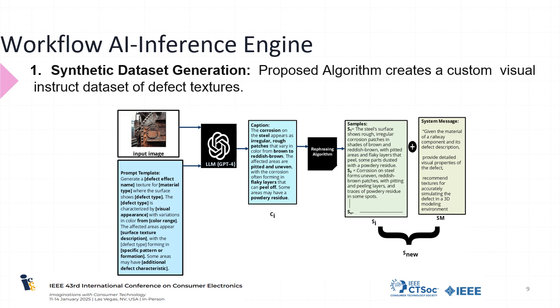To resolve the root problem of domain-specific customization of the LLM, we proposed an algorithm associated with synthetic dataset generation. From a real-world captured image, a visual captioning LLM like GPT-4 generates multiple versions of the defect textures, including specific characteristics supposed to be in the visual description. Each of these is concatenated with a system message instruction, which ultimately produces a custom visual instruct dataset. And this dataset is specifically designed to capture the fine-grained details of variation found in real-world railway defects.